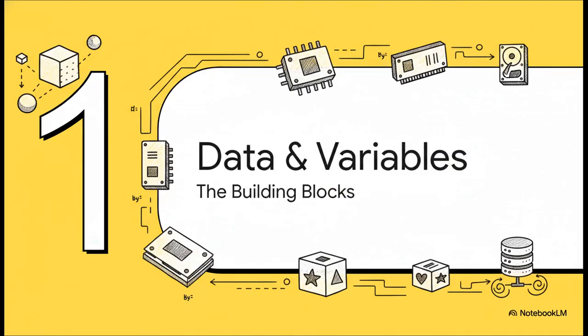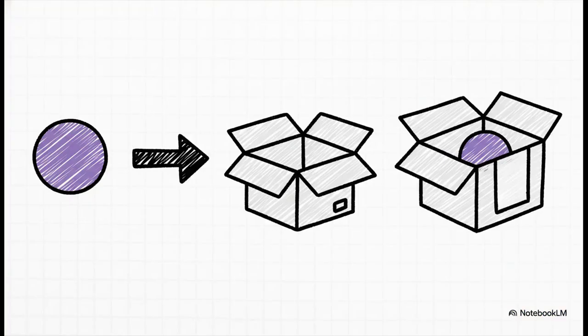Okay, so now that we can talk to the computer, let's figure out how to make it remember things. This is where we get into the real building blocks of any program you'll ever write, data and variables. Honestly, this is the best way to think about it. When you create a variable, you're basically taking a piece of information, putting it inside a conceptual box, and then slapping a label on that box so you can find it and use it again later.